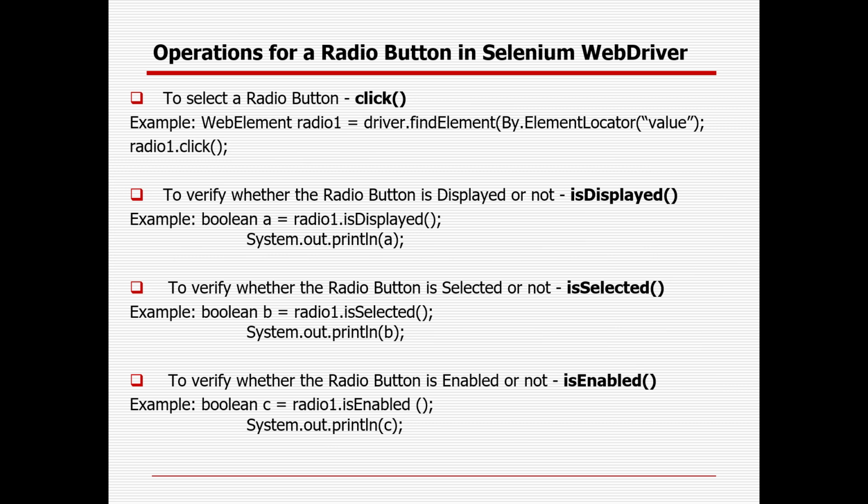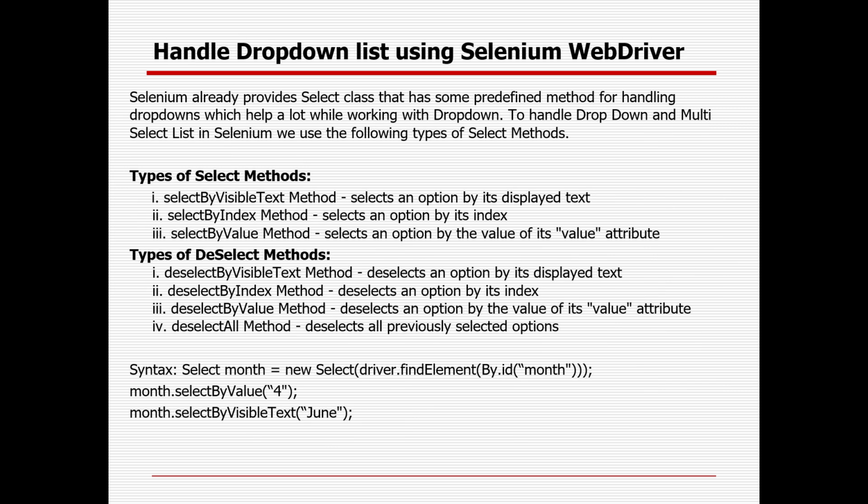For the checkbox and radio button, there is nothing special. You can first check whether it is displayed or not, enabled or not, selected or not. After that, you can click it. For the radio button, if you select another option, the first one will automatically be deselected and the second one will be selected. But for the checkbox, when you click the first time, it is selected, when you click a second time, it is deselected again, and when you click a third time, it is selected again. That is the way it works.